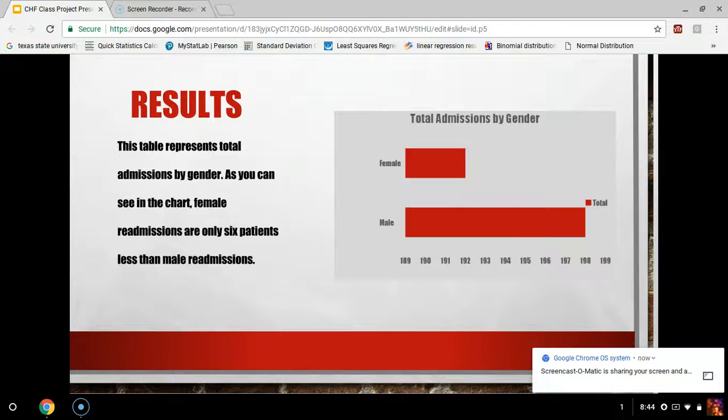Now I'm going to show you some charts and graphs that we constructed with the information in the study. This chart shows the total admissions by gender, and as you can see in the chart, female readmissions are only 6 patients less than male readmissions.